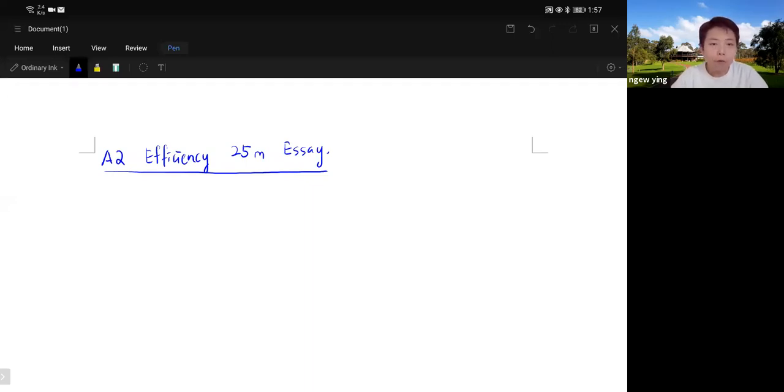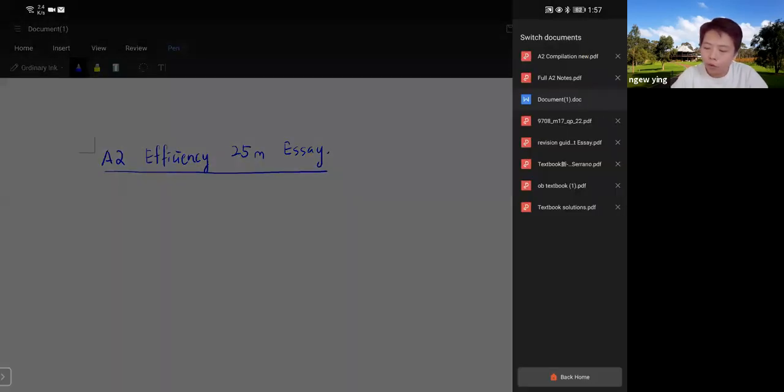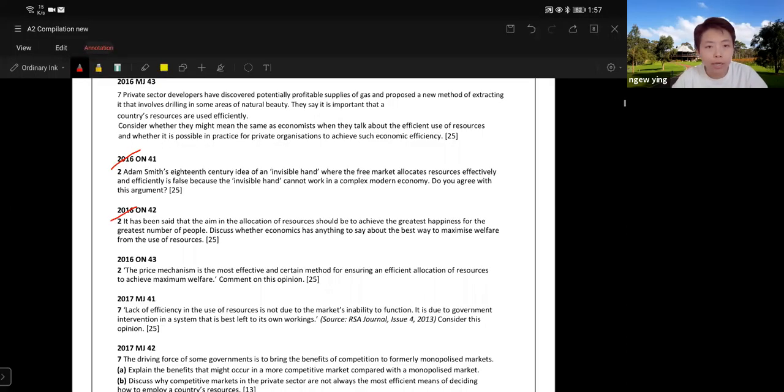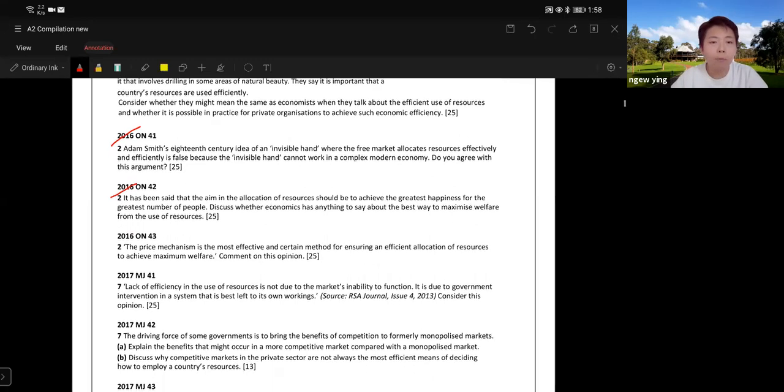Now, before we start, I'll look at the A2 essay compilation. I'll show you a few 25 marks essays, and from them we will identify some keywords, whereby each time you see this kind of keyword, you will know that this keyword wants you to include this part of the information, and that keyword wants you to include that type of information, and so on.